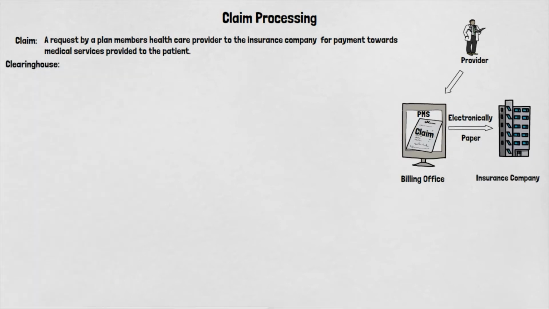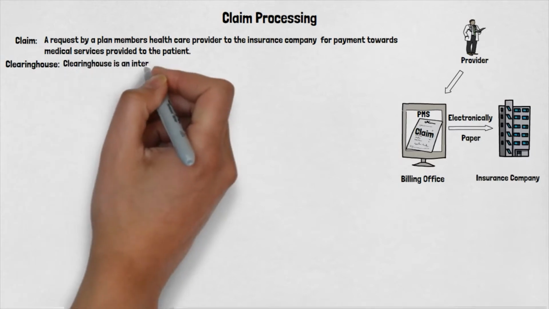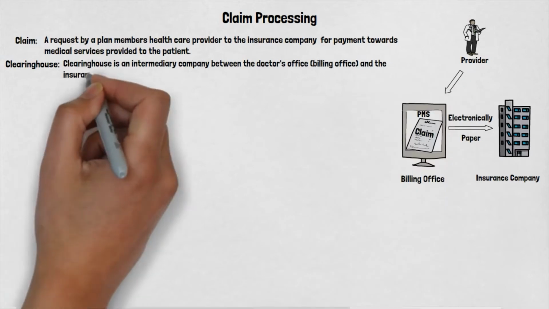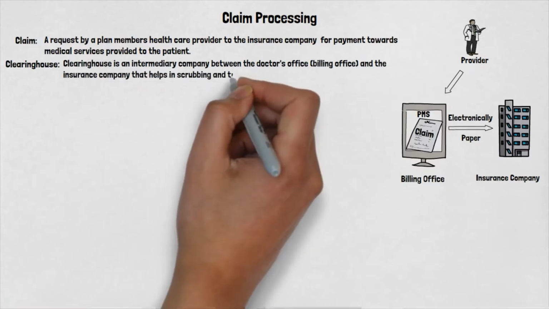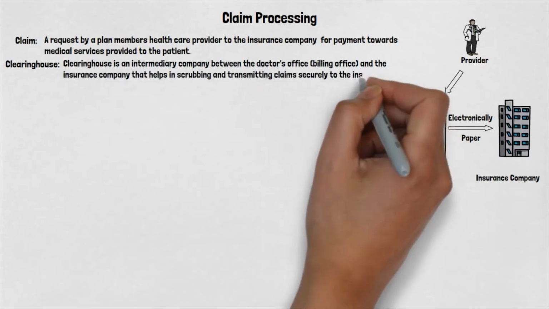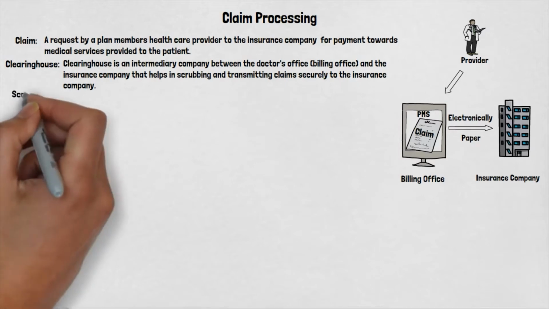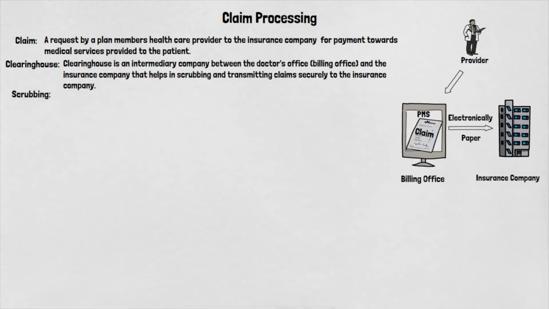As we discussed in the earlier classes, once the claims are generated by the billing office, they are first sent to the clearinghouse before being forwarded to the insurance companies. Now, what is a clearinghouse? It is an intermediary company between the doctor's office and the insurance company that helps in scrubbing and transmitting claims securely to the insurance company.